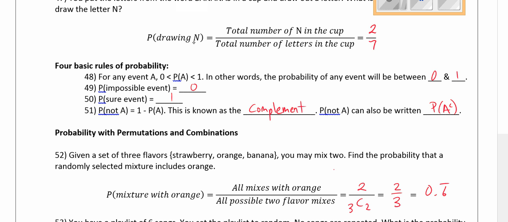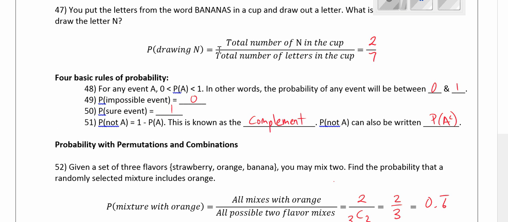In a second example, we say, well, what about the word banana? If we reached into a cup and had all the letters of the word banana in there, what's the probability we'd pick an N? Well, you'll notice in the word banana there's 2 N's, and there's a total of 7 letters in the word banana.